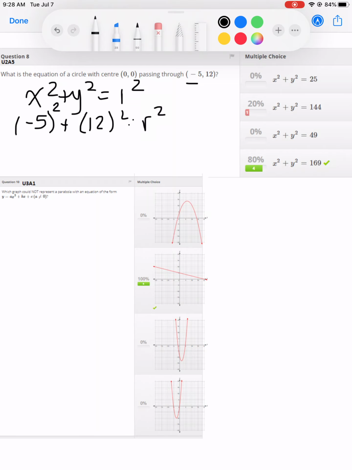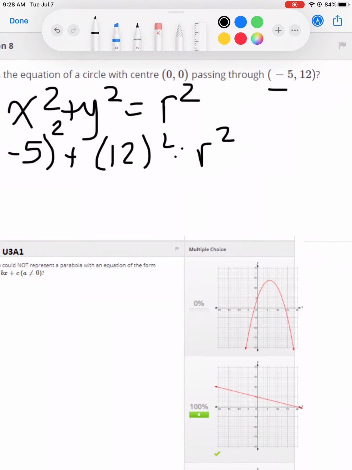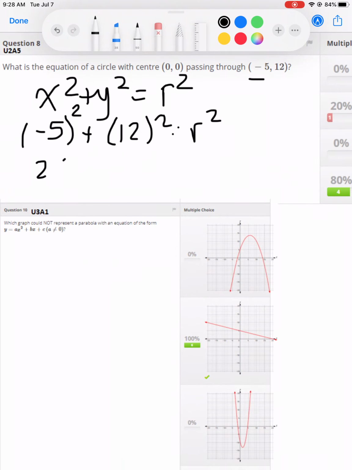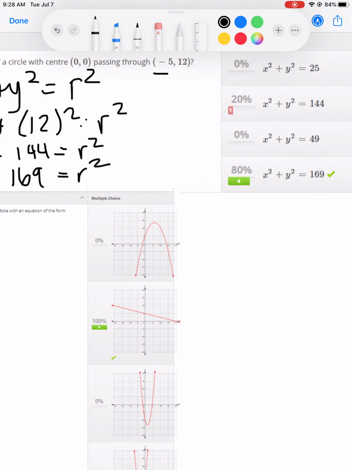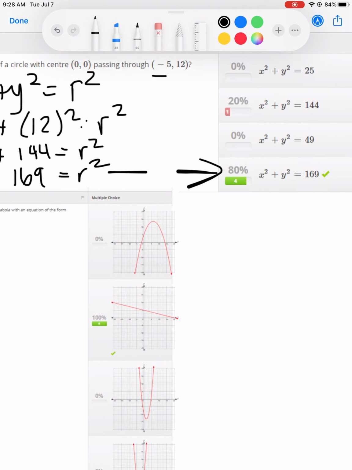Sorry, obviously this pen does not work well, so please bear with me. 25 plus 144 is equal to r squared. R squared is equal to 169. Okay, because you add those two together, and that's why we get that. We don't have to square root them because we're trying to find the equation of the circle.